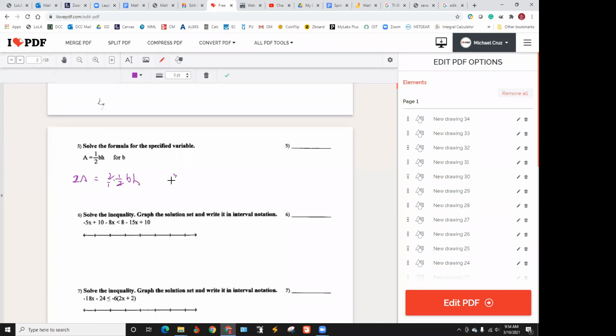So you got 2A is equal to BH. And then we're going to get rid of that H by dividing both sides by H. So that's 2A.